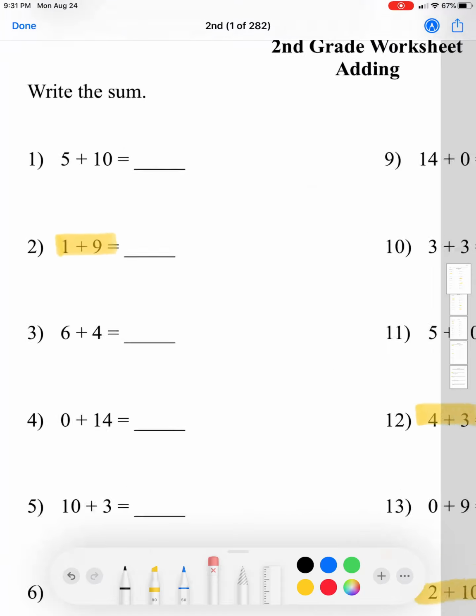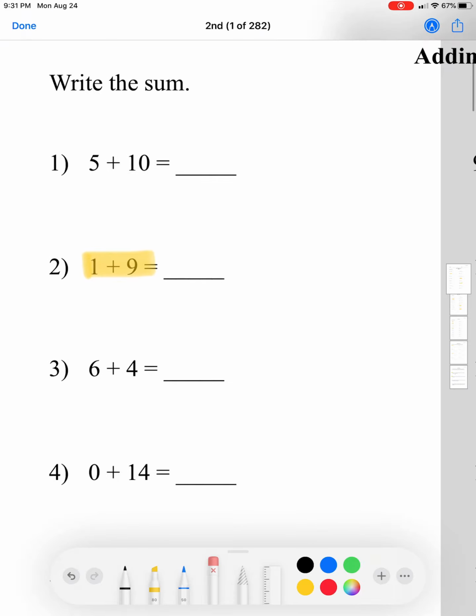We're going to start with lesson 1. We're starting with adding today. So we have 1 plus 9 here. When we're adding these two numbers, we can think of it in two ways, or there are more ways, but we're going to focus on these two ways.